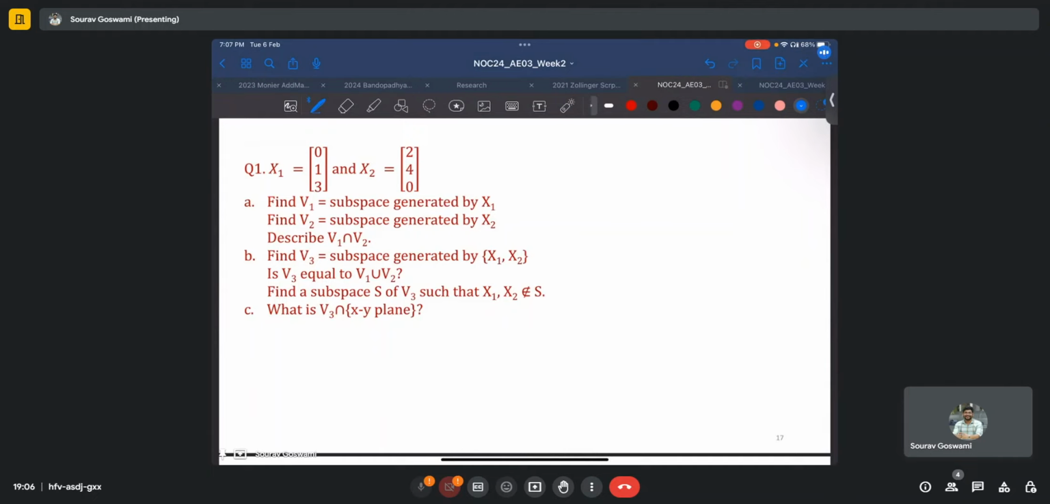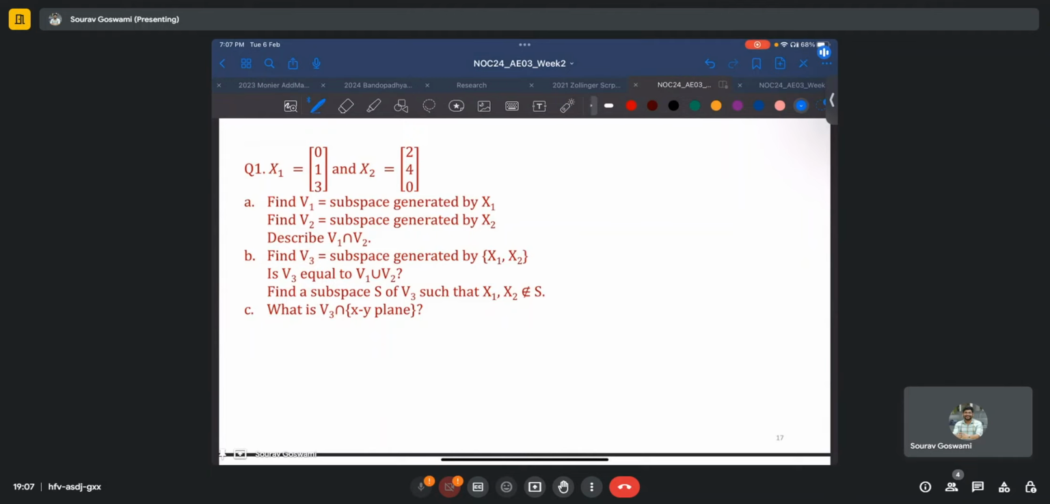The first question has given us two vectors, x1 equaling 0, 1, 3 and x2 equaling 2, 4, 0, and it deals with subspaces. So the first part: find V1, which is the subspace generated by x1. Find V2, which is the subspace generated by x2, and describe their intersection.